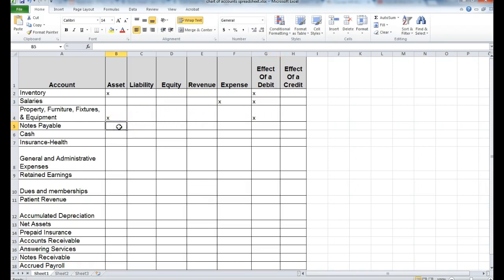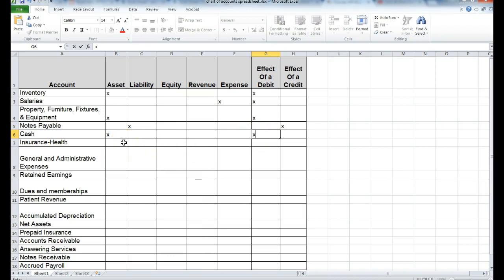Notes payable. Anytime you see a payable, it would be a liability. Liabilities are on the right-hand side and therefore increase on the right-hand side, and so increase with a credit. Cash we should all be familiar with. Cash is an asset and it increases with the debit.